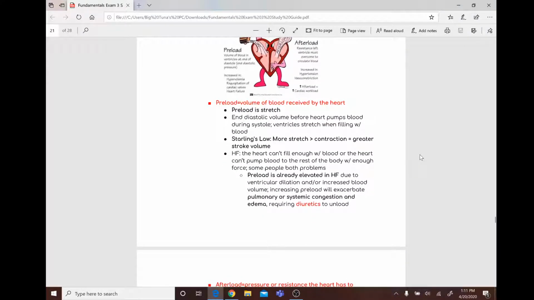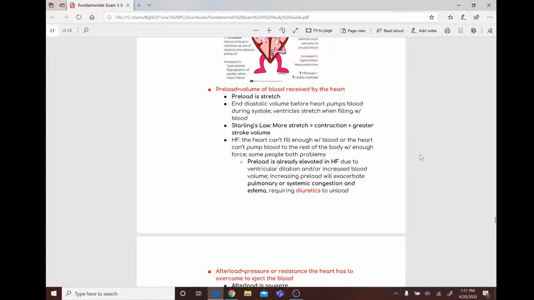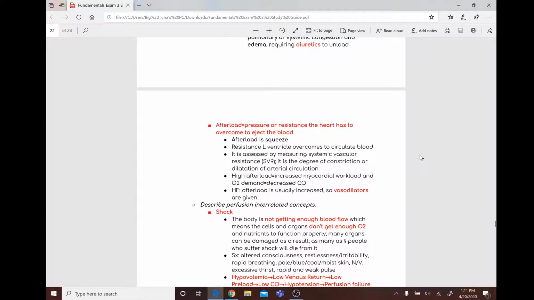All right, what meds are we going to give for preload? Diuretics. What meds are we going to give for afterload? Vasodilators.